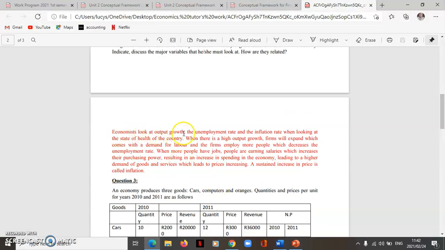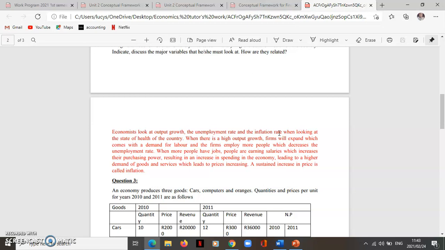Economists look at output growth, the unemployment rate, and the inflation rate. Before I even go further, it's important to understand what output growth is, what the unemployment rate is, and what inflation is. Output growth is the rate of change of output, and the unemployment rate is the proportion of workers in the economy who are not employed and who are looking for a job. And the inflation rate is the rate at which the average price level in the economy is increasing over time. What's inflation? Inflation is the general increase in price levels of goods and services that results in a decrease in the purchasing power of money.